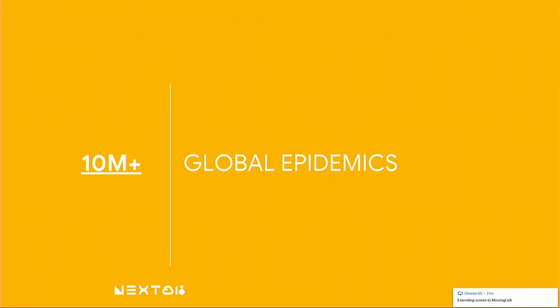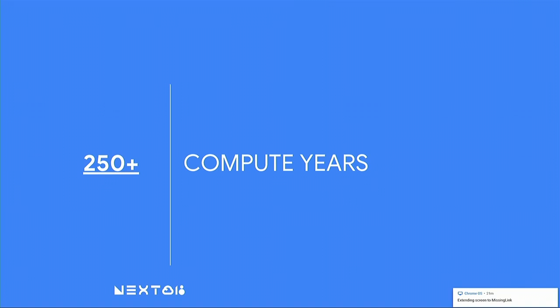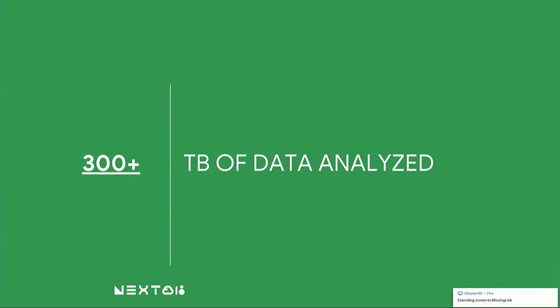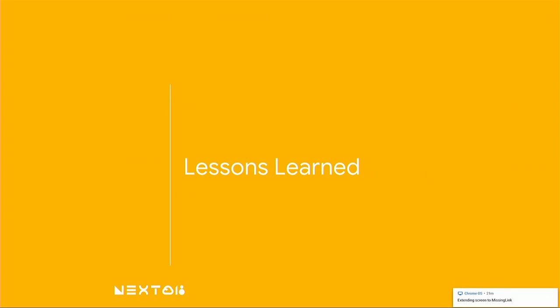So overall, we simulated more than 10 million global epidemics from beginning to end. And that amounted to actually more than 250 compute years. And to run all those simulations, we deployed more than 450,000 instances on Compute Engine and analyzed more than 300 terabytes of data on BigQuery. While doing this, we learned a few things.